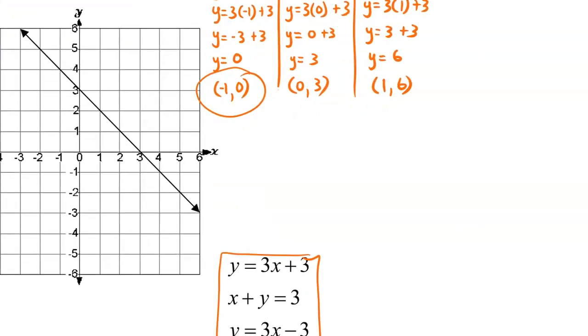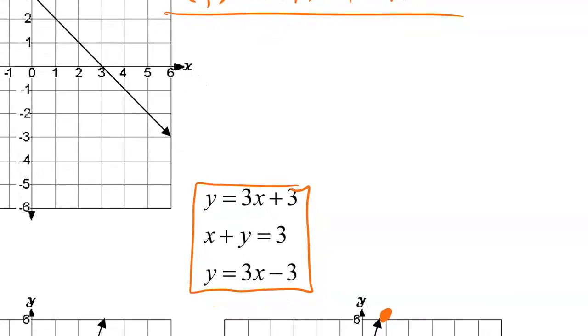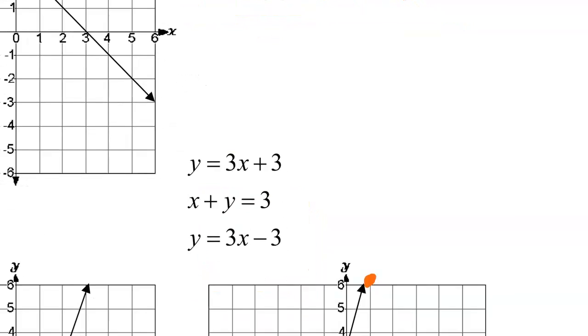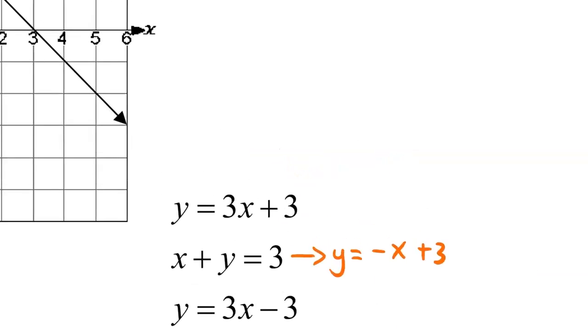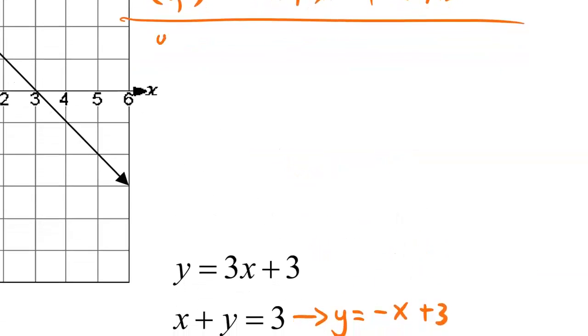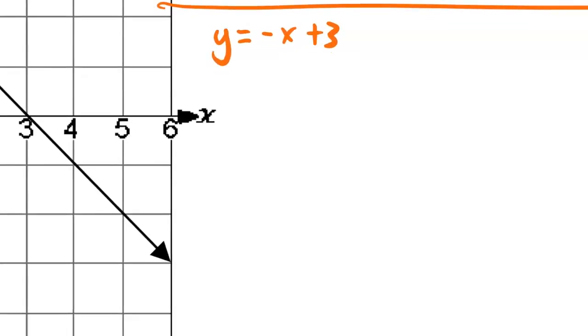Now we'll look at our next equation here. We have x plus y equals 3. Well, I don't like to work with it that way. I'm going to change this around so that we isolate y. We want to change this into y equals, now it's going to be negative x because we're moving it to the other side. You're doing the opposite, plus 3. So that's the equation we're going to be working with. Y equals negative x plus 3.